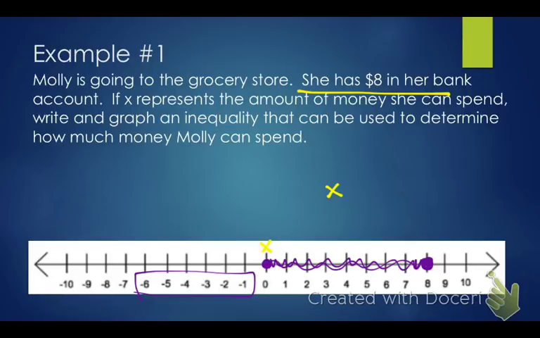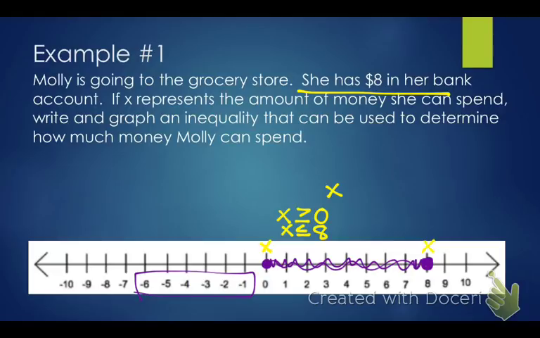Our variable is X. So the next thing I'm going to do is pretend like I have this X at 0. If I was writing an inequality for that, I would say that I am going to be spending greater than 0, right? So let's try this. X is going to be greater than or equal to 0, correct? Because I'm going to be spending greater than or equal to 0. X is also, if I imagined it on the other side, X is less than or equal to 8.